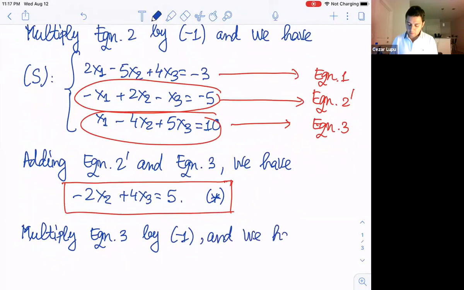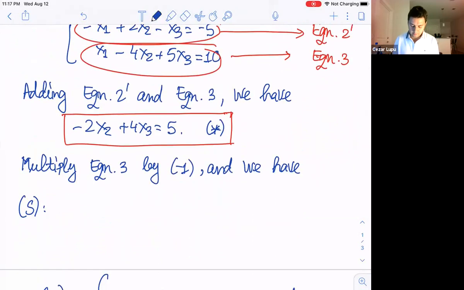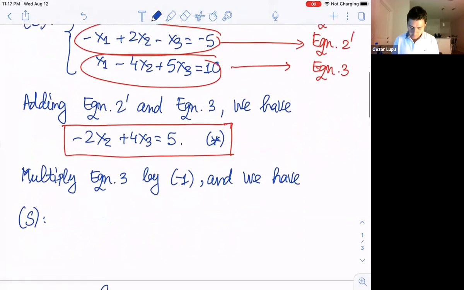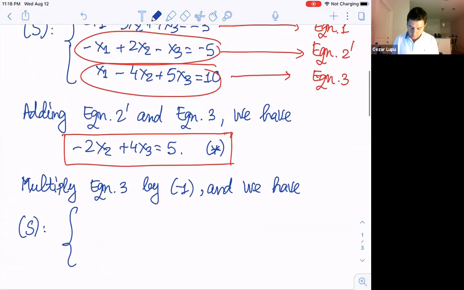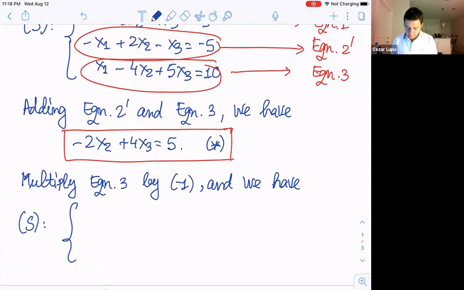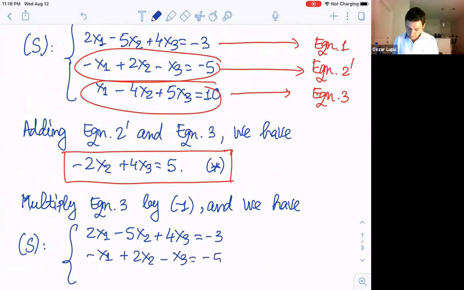And we have the following. Again, it will be the same system S. So it will be 2x1 minus 5x2 plus 4x3 will be -3. Negative x1 plus 2x2 minus x3 equals -5.